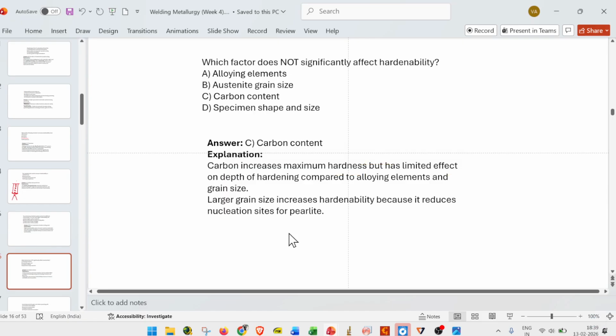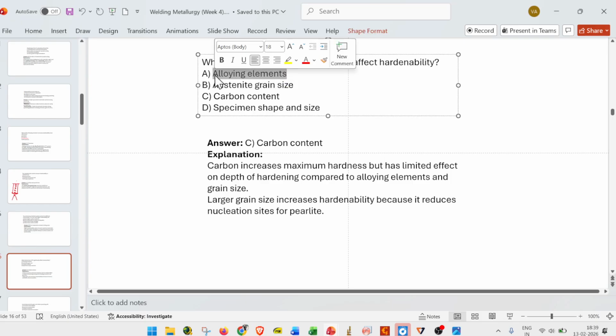Which factor does not significantly affect the hardenability? Okay, alloying element. Yes, alloying element affects the hardenability, and austenitic grain size. Yeah, grain size also will affect it, and carbon content and specimen shape and size.